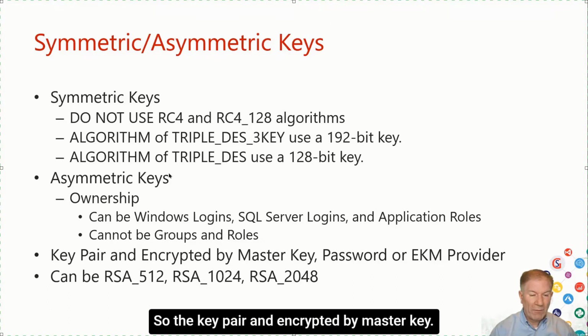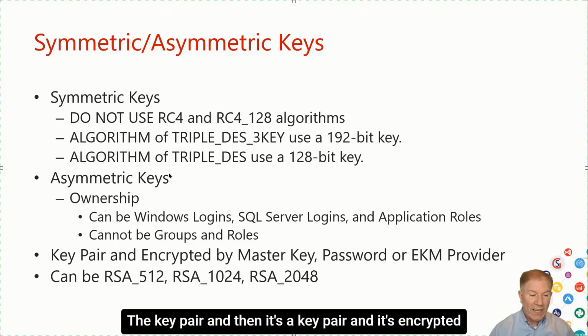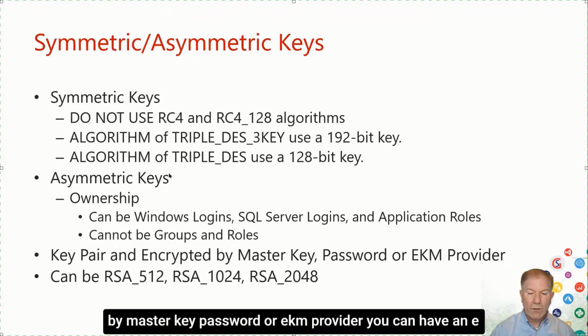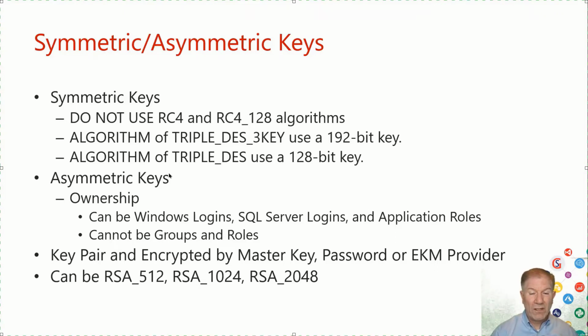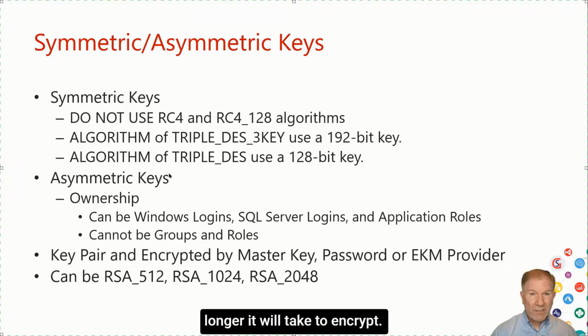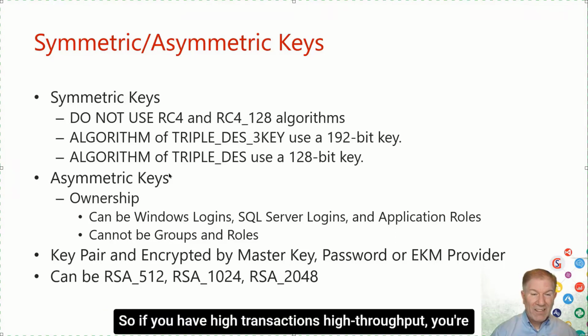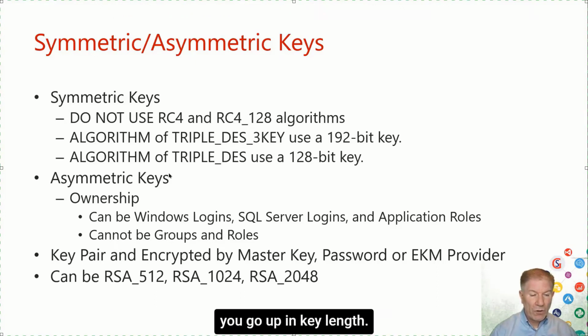The key pair is encrypted by master key, password, or EKM provider. You can have an EKM, just like we did the asymmetric key in Key Vault. You can do that too for this encryption. You don't have to use it the other way. It can be RSA 512, 1024, or 2048, and the bigger the bits, the longer it will take to encrypt. So if you have high transactions, high throughput, they're going to take a hit on the speed as you go up in key length.